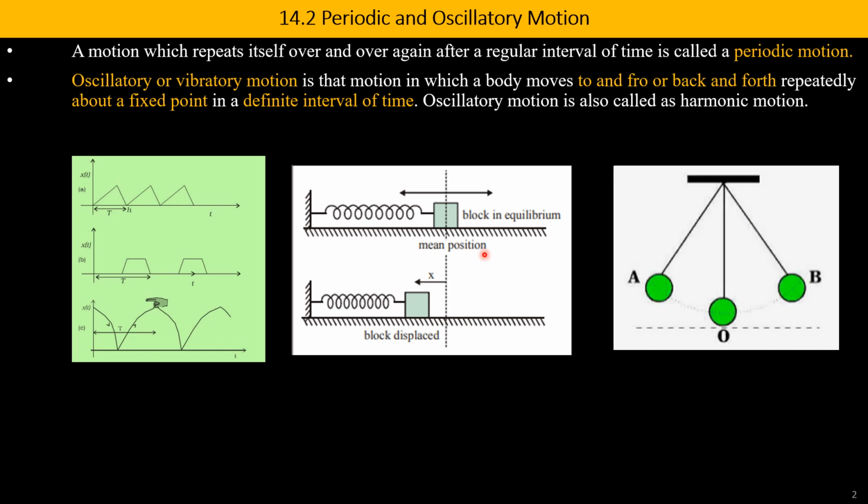Another example is that of a pendulum of a clock. An oscillating simple pendulum's motion can be described in terms of an angular displacement. This angular displacement is represented by an angle theta. It is displaced either to point A on the left hand side or to point B on the right hand side, inscribing an angle theta. Hence, the motion of a pendulum of a wall clock is also an example of an oscillatory or vibratory motion.